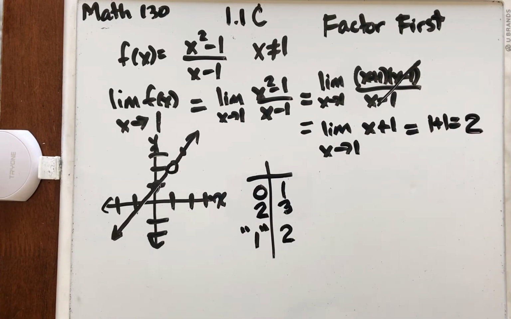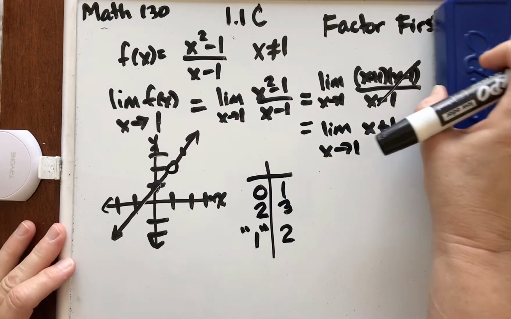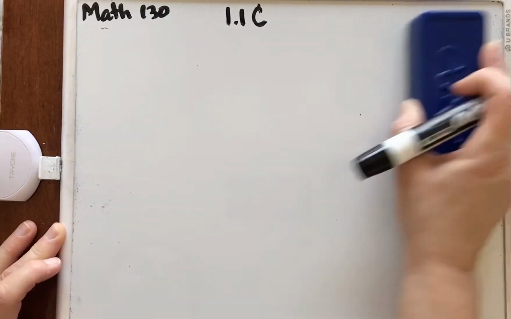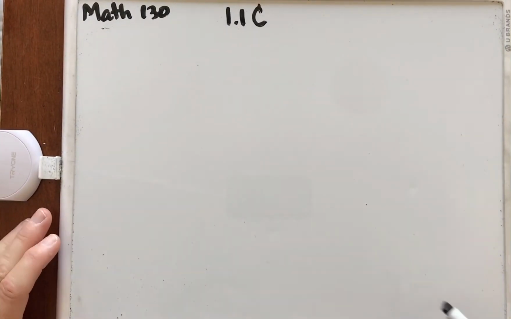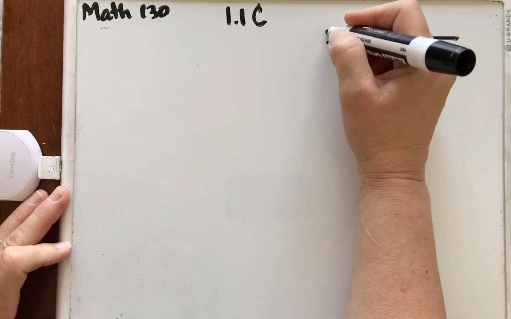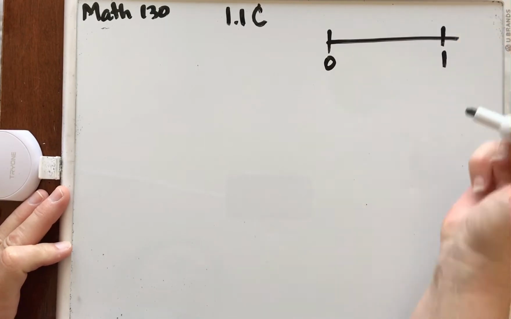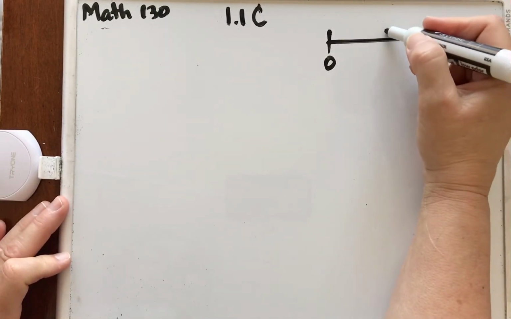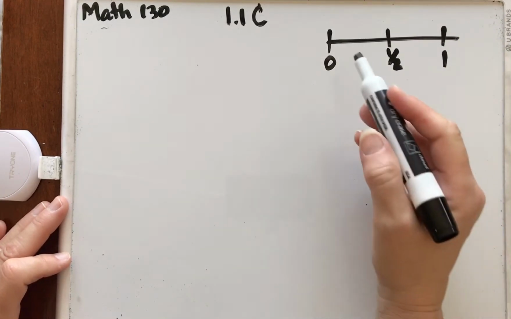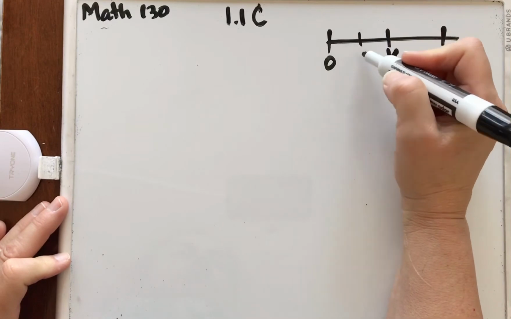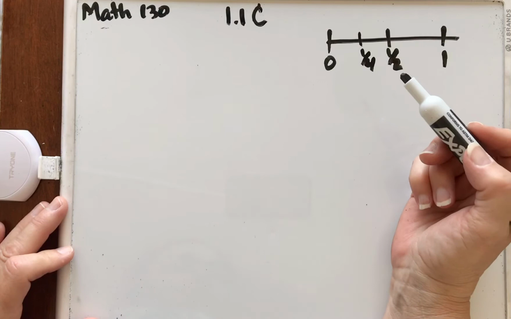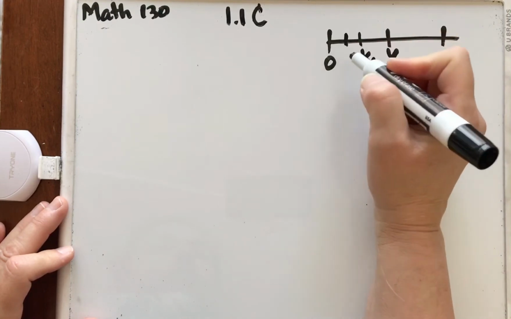All right, very good. Now I'm going to teach you a concept. Go ahead and draw this for me. We're going to put 0 and 1, and then we're going to half it. Between 0 and 1 is 1/2. Between 0 and 1/2 is 1/4. Now let's half 1/4. When we half 1/4, we get 1/8.